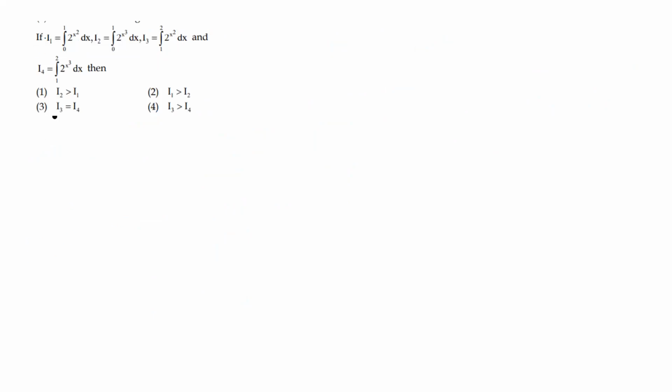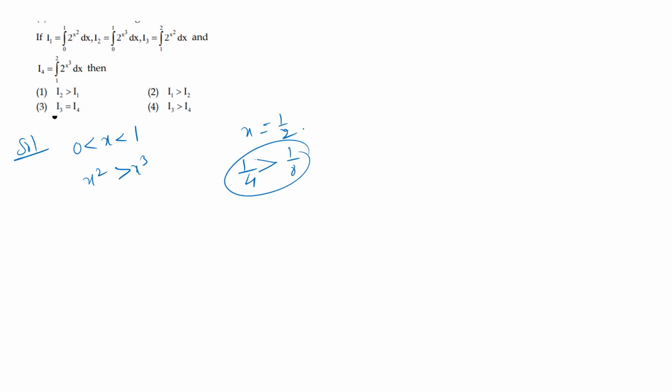Now here I1 and I2 are different, from 0 to 1. I3 and I4 are different, from 1 to 2. Now here coming to the condition, if the x value lies in between where to where? 0 to 1. If you take any value in between 0 to 1, x square is greater than x cube. For example, if you take x value 1 by 2, or for example 1 by 4, then x square will always be greater than x cube, which is 1 by 8. Okay.